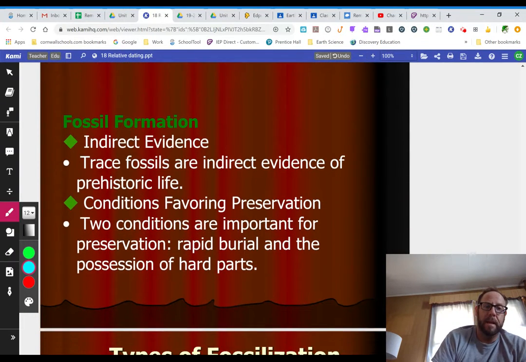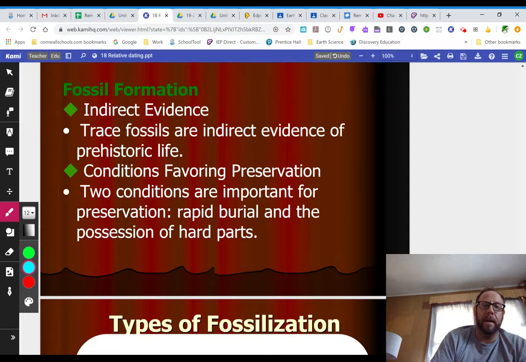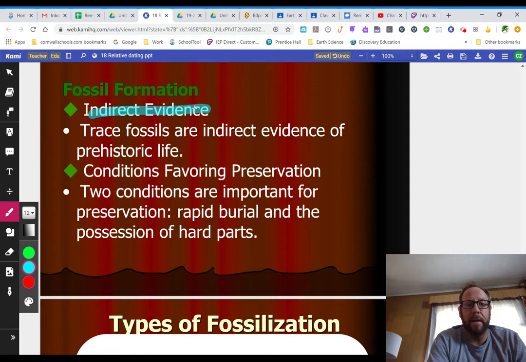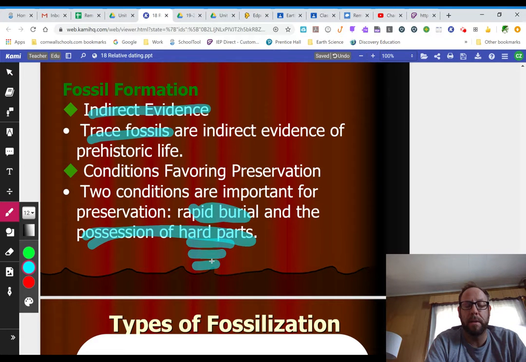This occurs when the organism is buried in fine sediments, okay? So let's talk fossil formation. Indirect evidence of fossil formation is trace fossils. Well, we know something was there. Conditions favor preservation. We must have rapid burial, and the organism must have hard parts: bones, teeth, shells. Okay, that's good conditions for fossils.